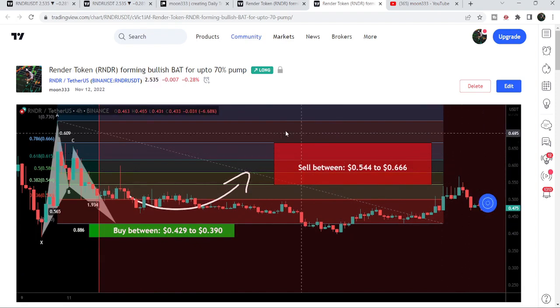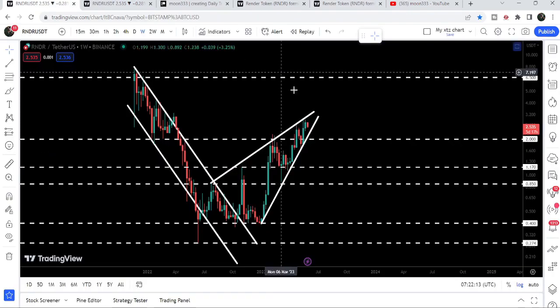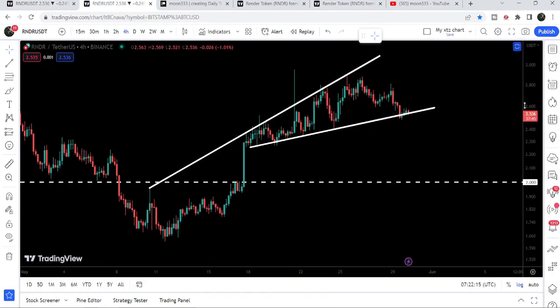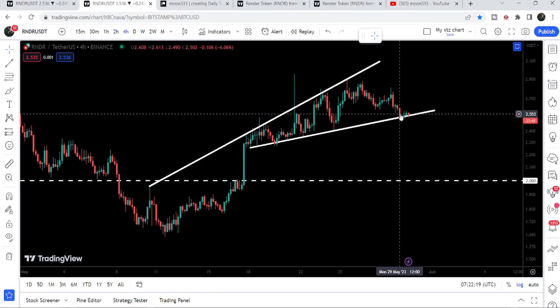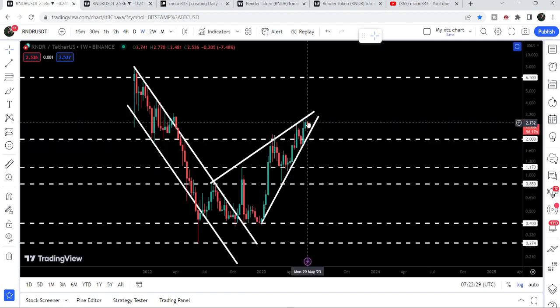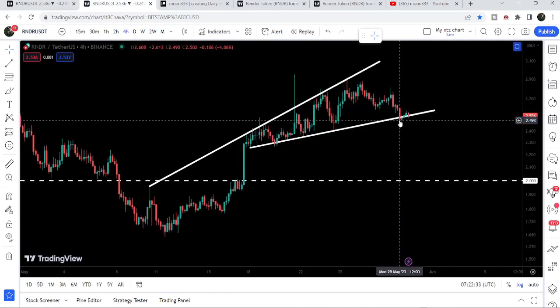Now, let's move to the chart. First of all, let me just show you this 4-hour time frame chart. And here we have a bit of a critical situation. You can see that for the past several hours, the price line is testing again and again this support of the broadening wedge. And if it breaks down this broadening wedge, then we can expect that it can drop down to the support of this bigger rising wedge pattern on this weekly time frame chart.